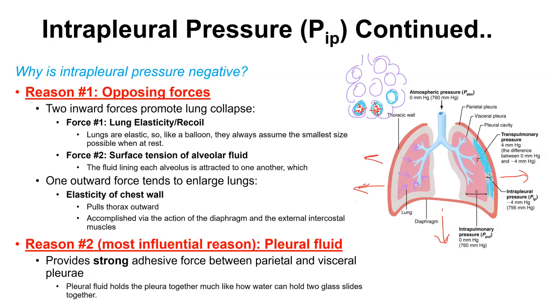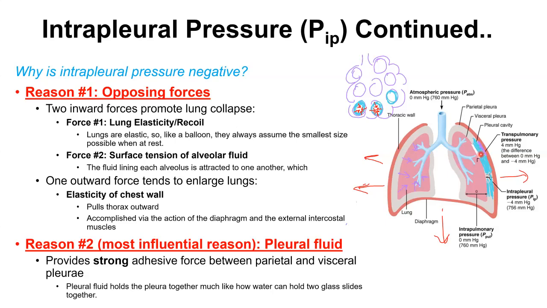Now, the fluid basically acts like glue between our parietal and our visceral pleura. So let me draw that in again. Remember, here's our visceral pleura. Here's our parietal pleura. The fluid in between is like the glue that wants to keep the two pleura close to each other. It's kind of like whenever you put a drop of water between two glass slides.